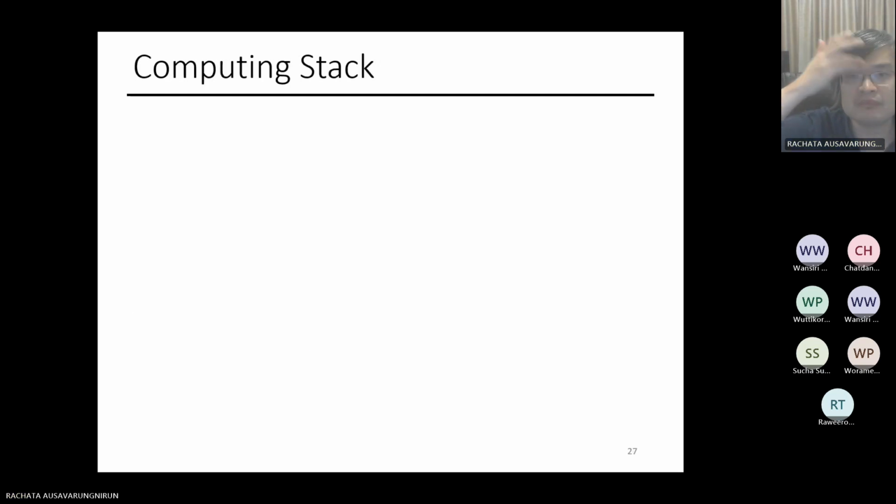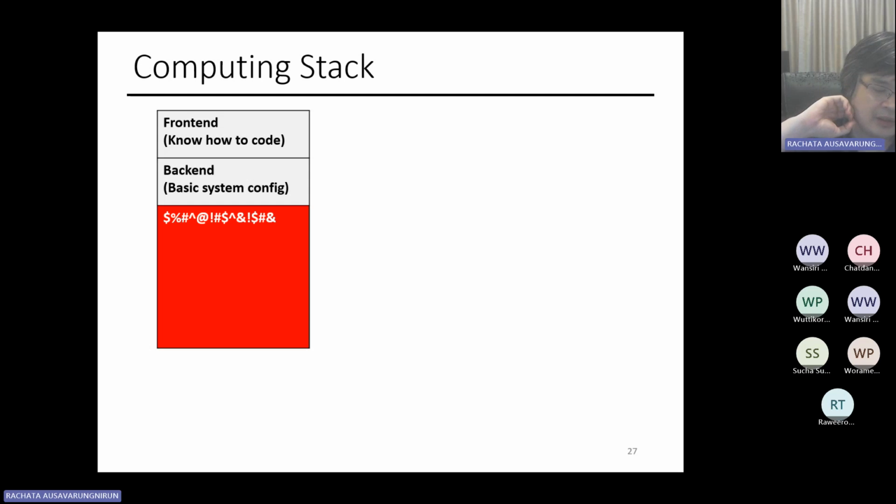All right. And here's the compute stack. I don't want to use this word, but this is the truth. This is what makes the Thailand CS and computer engineering community so shitty. By shitty, I mean it's really bad.